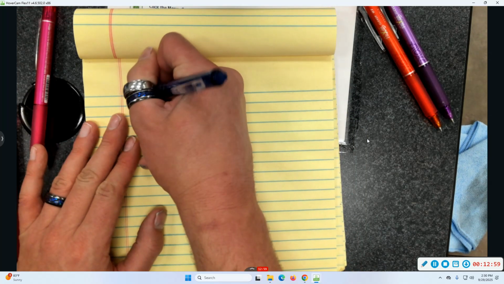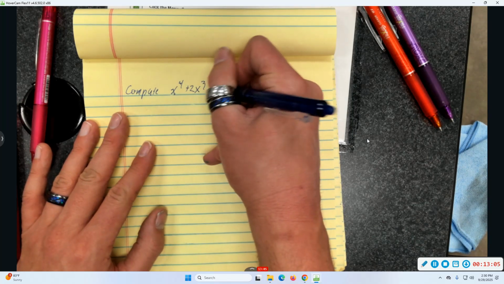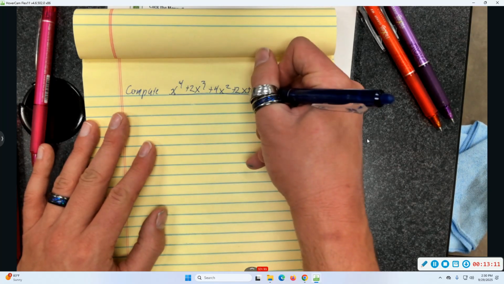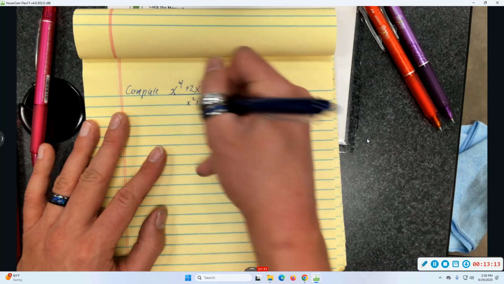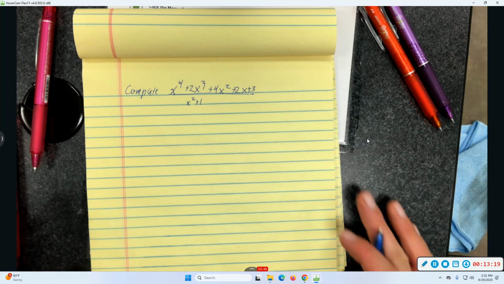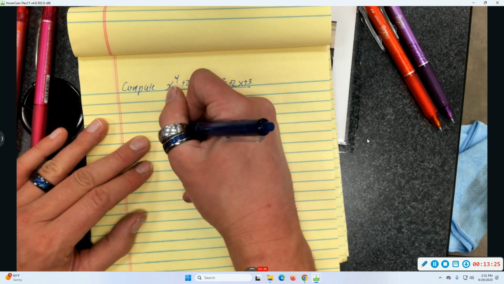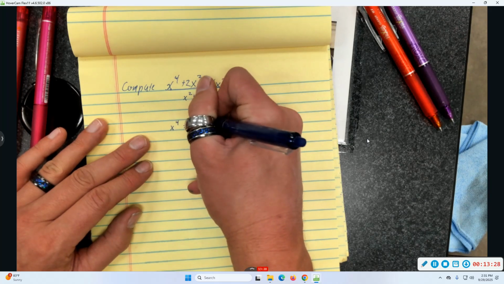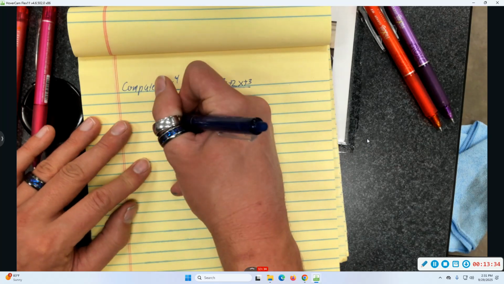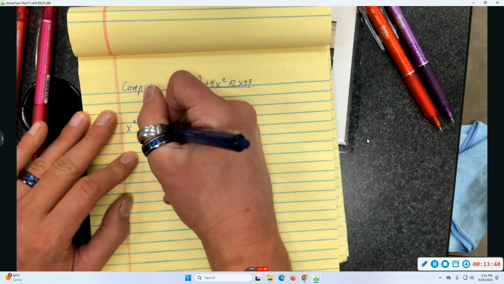So again, let's compute the same thing. Let's compute x to the 4th plus 2x cubed plus 4x squared plus 2x plus 3 divided by x squared plus 1. So here's another way to think about polynomial division. I'm going to do it by following the long division algorithm. So I want to see x to the 4th plus 2x cubed plus 4x squared plus 2x plus 3. I want to see what happens when I divide into that x squared plus 1.